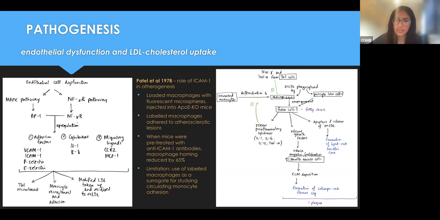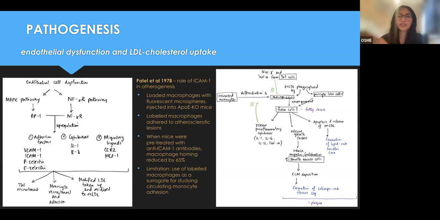Foam cells will firstly release pro-inflammatory cytokines, so that will propagate the cycle. So you get more monocyte recruitment, more Th1 T cell recruitment, etc. But there are two processes that specifically lead to formation of the plaque. So firstly is apoptosis of foam cells, and they'll release their lipid contents, and you form a necrotic core, which is the thrombogenic core.